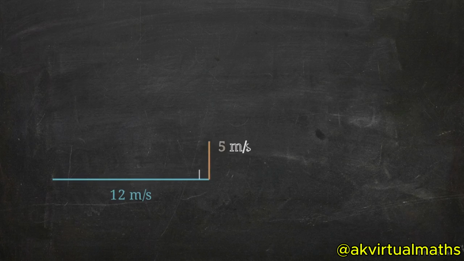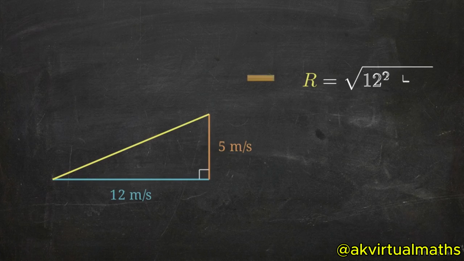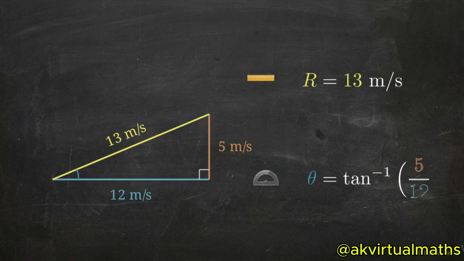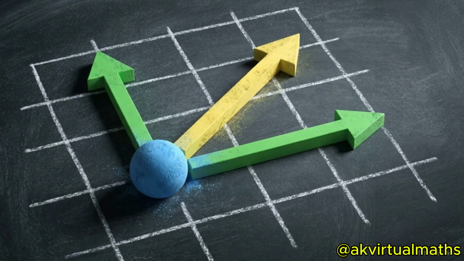Forming a right-angled triangle lets us use the Pythagorean theorem. The resultant magnitude is the square root of 12 squared plus 5 squared, giving 13 meters per second. For direction, the inverse tangent of 5 over 12 reveals an angle of 22.6 degrees. When forces or velocities intersect at 90 degrees, right triangle geometry maps exactly where the object goes.